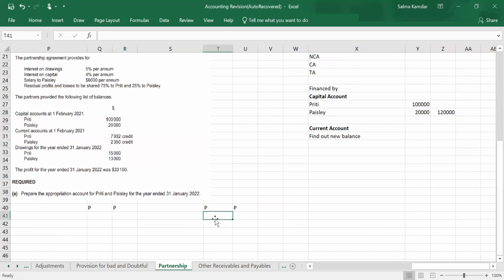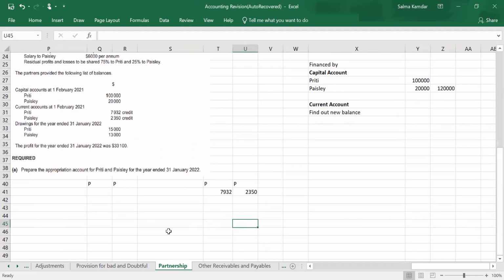Now over here they say both the partners have a credit balance. But remember, when you're closing the current account, it can have any type of balance. Any partner can have a credit balance, any partner can have a debit balance. So when you're closing the account, be very careful. Suppose, just for an example, the current account balance of Preeti is positive 6,000. That is, it has a credit balance.